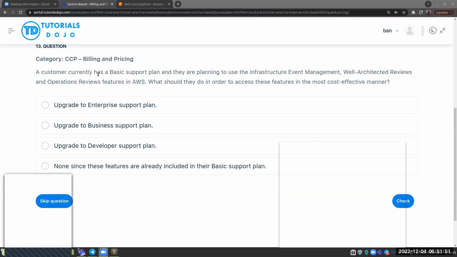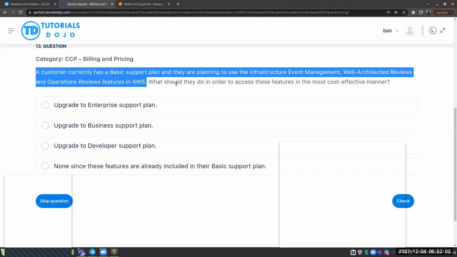Guada, this is for you. A customer currently has a basic support plan and they are planning to use the infrastructure event management, well-architected reviews and operations reviews features in AWS. So what should they do in order to access these features in the most cost-effective manner?